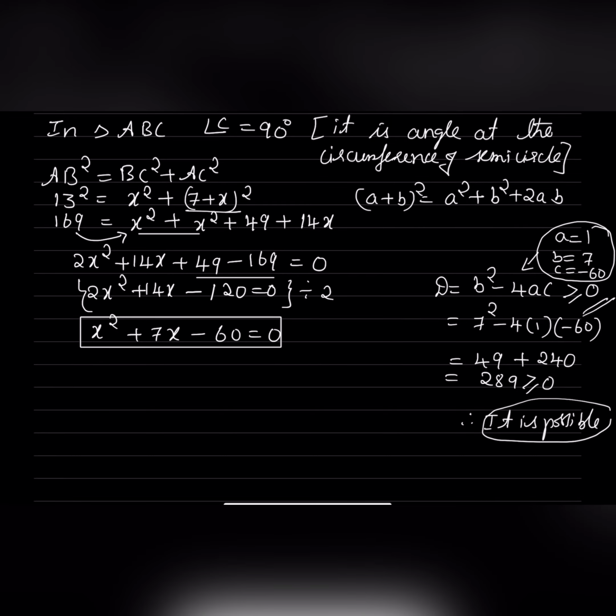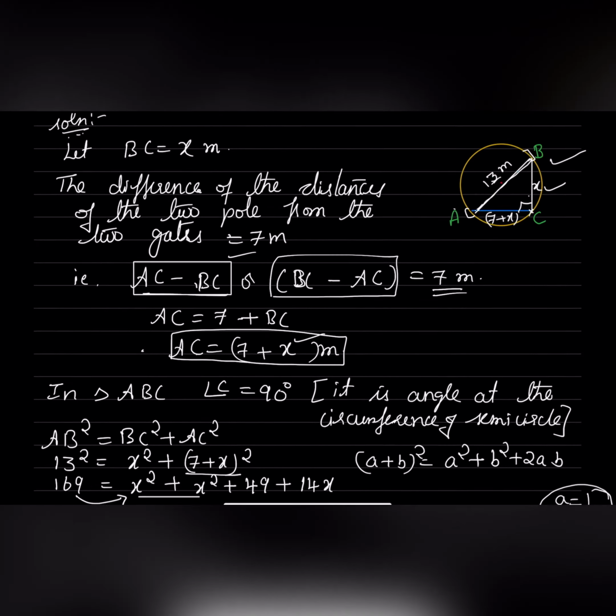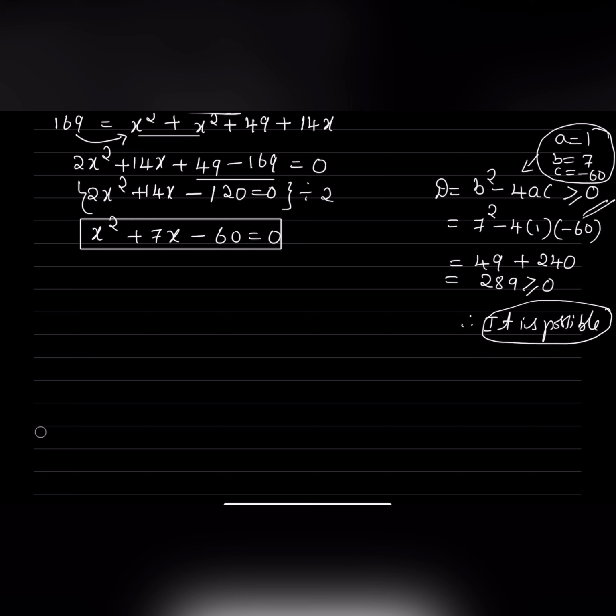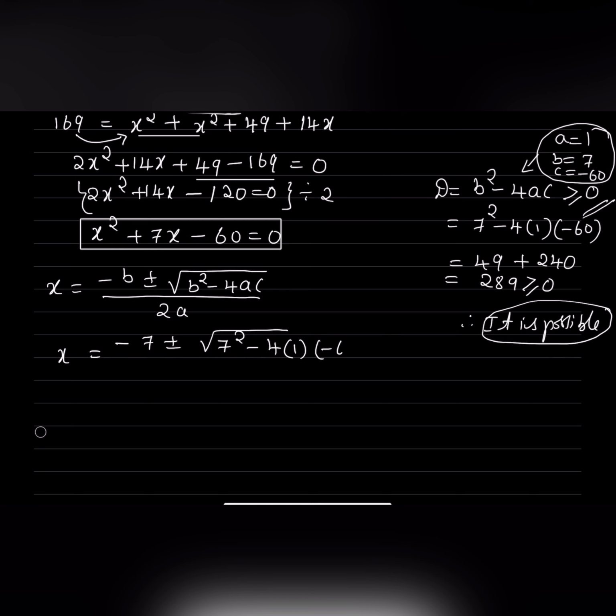Now we need to find out the roots. That is, we need to find out the sides, the x and 7 plus x. What we can do is, we can take the quadratic equation, x is equal to minus b plus or minus square root of b square minus 4ac divided by 2a. So x is equal to minus 7 plus or minus square root of 7 square minus 4 into 1 into minus 60, divided by 2a. Not necessary to substitute all these things because we have already done it in D. So we can directly substitute that.